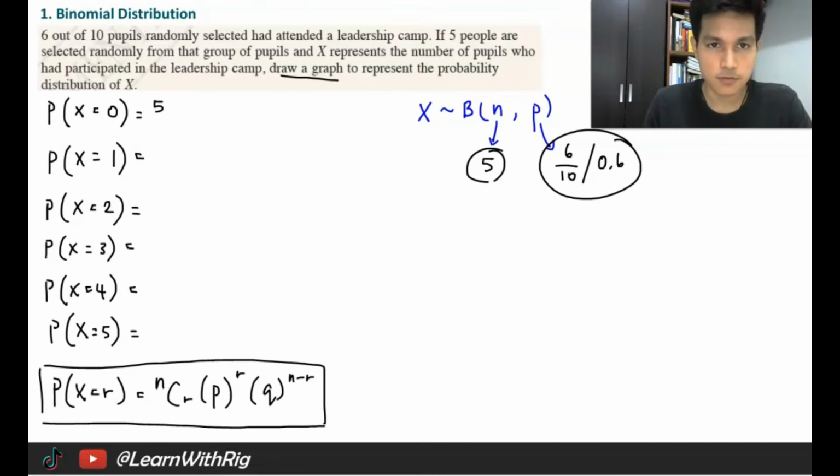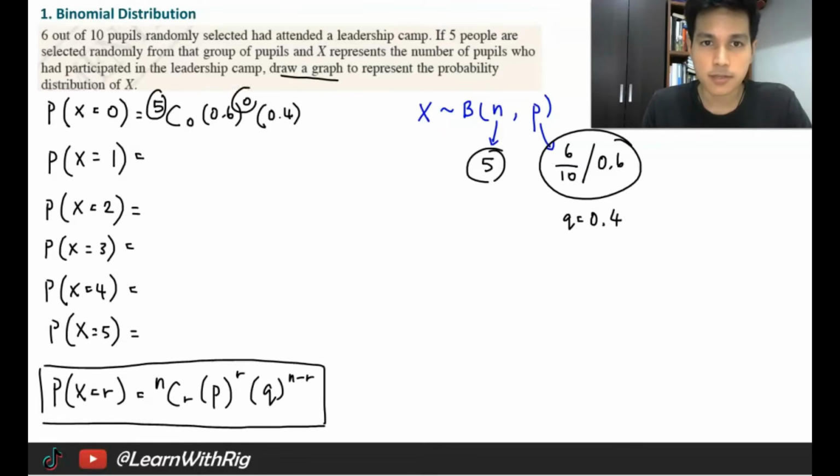So 5 C how many? 0. So 5 choose 0. And then p is what? 0.6. So just copy back this, which is 0.6 power 0. And then q is what? Opposite of p, right? So if p is 0.6, q would be 0.4. So here is 0.4. And then what's the power? You take 5 minus 0. So 5 minus 0 is 5.